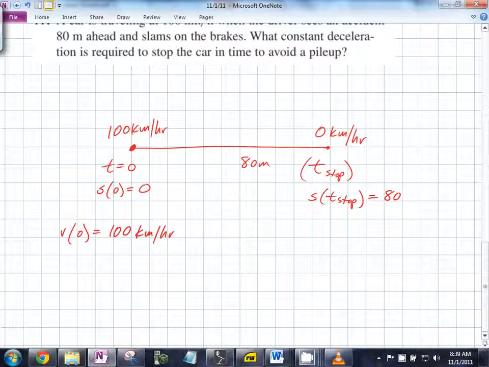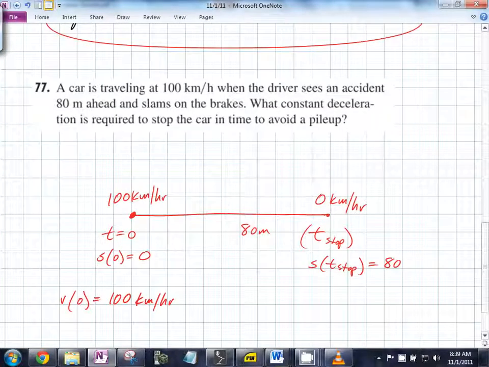Make equations. We want to find what? To answer this question, what are we trying to find? Deceleration. What constant deceleration is needed? Is that a velocity? Is that a position? Is that an acceleration? Acceleration. So we're solving for an acceleration. Do we know what that acceleration is? No, we do not. So let's call the acceleration.